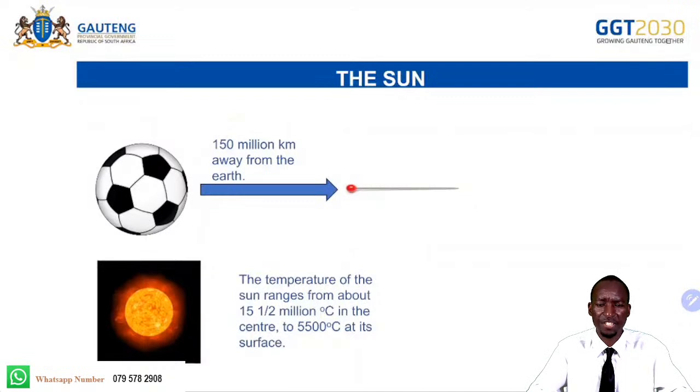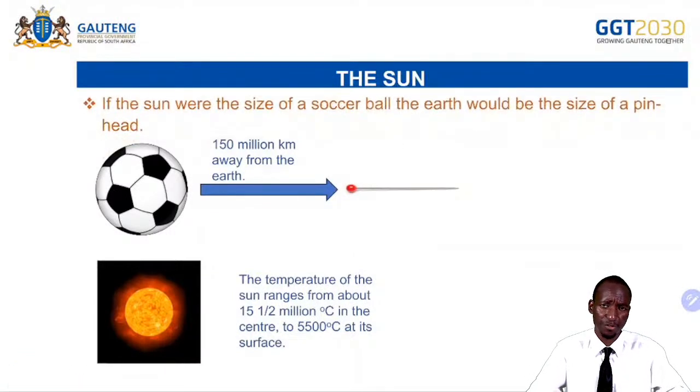Let's look at the size of the sun as we compare it to the size of our own planet Earth. How big is the sun compared to our planet Earth? If we were to compare the sun to our planet Earth, the sun is so huge. We can visualize the sun as a soccer ball and our planet Earth as the size of a pinhead, as you can see shown there. Now you can imagine how big the sun is, if we take it as a soccer ball, while our planet Earth is just as small as that pinhead.